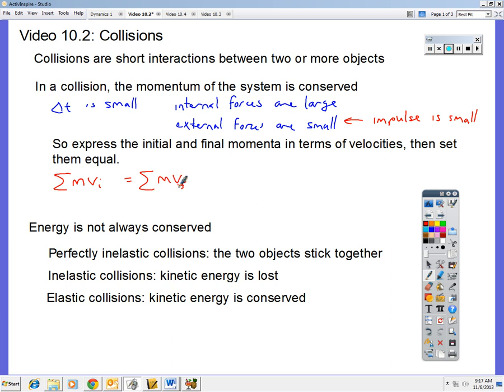and the final momentum is the sum of the final momenta.